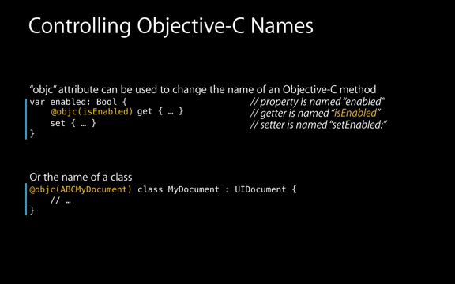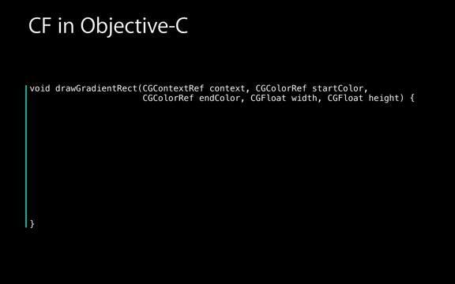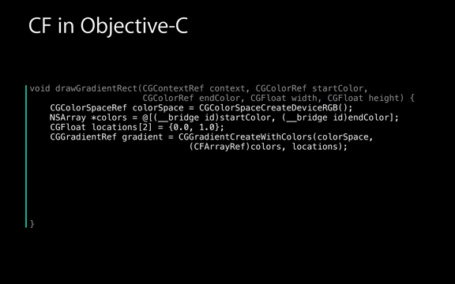One last thing I promised to talk about, and that's CF interoperability. By CF, we're referring to all of the C-like APIs that work with C objects. So this is Core Foundation, this is Core Graphics, and other frameworks, maybe some of your own frameworks. And let's take a little look at using CF, particularly Core Graphics, in Objective-C. I'm going to do something really simple here. I'm going to draw a gradient in a rectangle using Core Graphics. Here's my start. I need to build up the color space and build up the gradient.